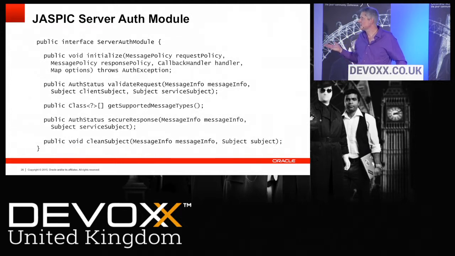At the heart of JASPIC is this thing called a server AuthModule. And it's really simple. It's 5 methods. And it does things that you expect, right? It'll initialize, it'll validate a request, it'll give you some metadata about what it supports, it'll secure a response, and then it gives you the ability to clean up when you're done. Simple.